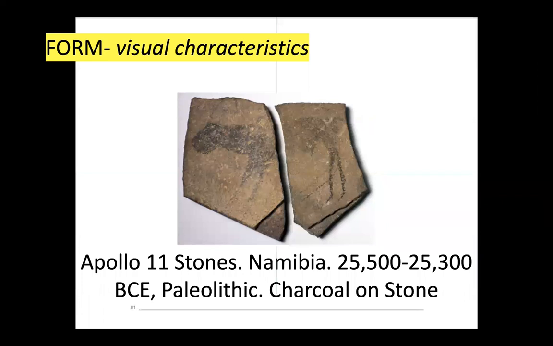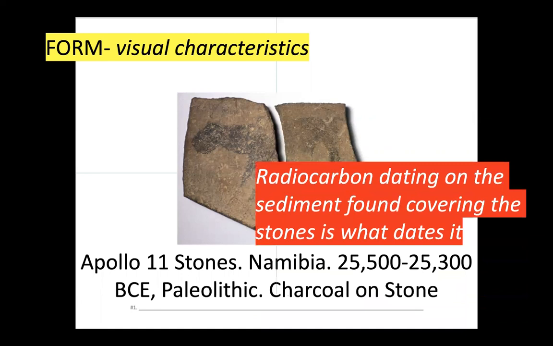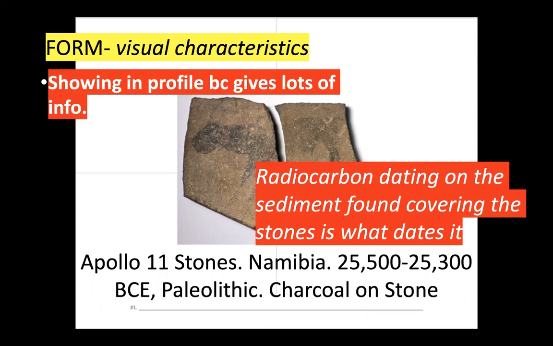This is called the Apollo 11 stones from Namibia, which is in Africa. You guys can see the years, and then BCE, Paleolithic, and this is charcoal on stone that has then been broken into 2 pieces. So we're just going to talk about the visual characteristics or the form. Also, just so you guys know about the dates, radiocarbon dating on the dirt is what gives these artworks their dates. We don't need to write that.